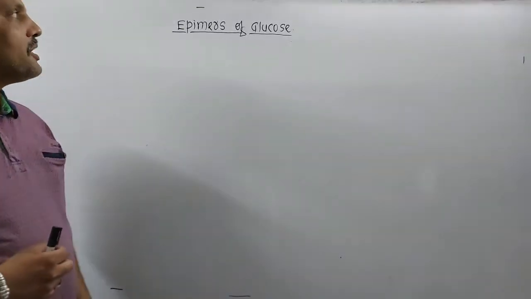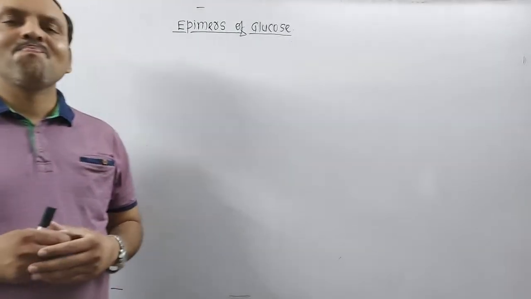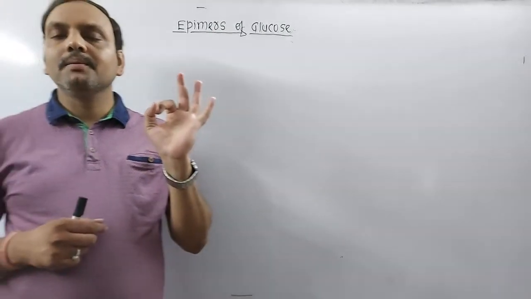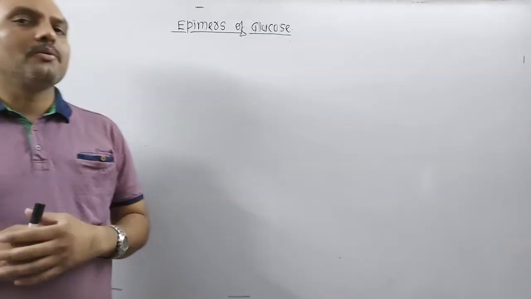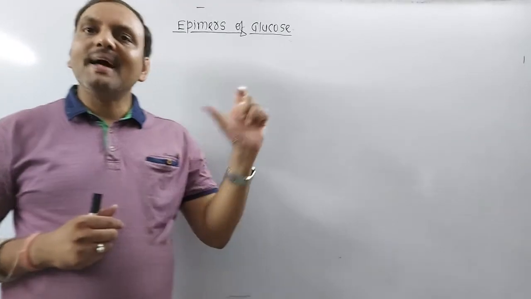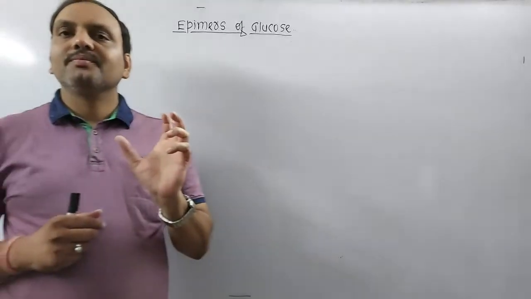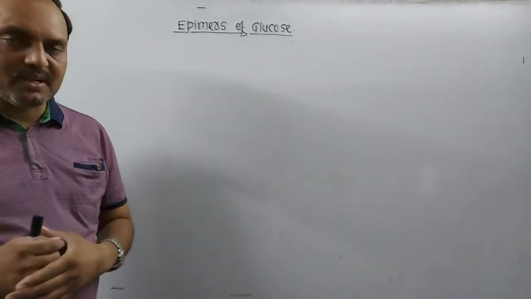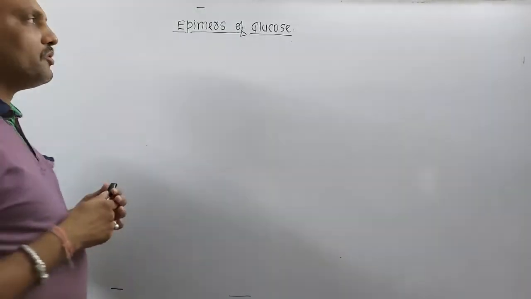Hello students. Today's point of discussion is epimers of glucose. Now epimers are the diastereomers which differ in configuration at one of the chiral centers. It means that we know very well that glucose contains four chiral carbon atoms or chiral centers. So among those four, if the diastereomers differ in the configuration at one of the chiral centers, then those are said to be epimers. Now let's discuss the epimers of glucose.